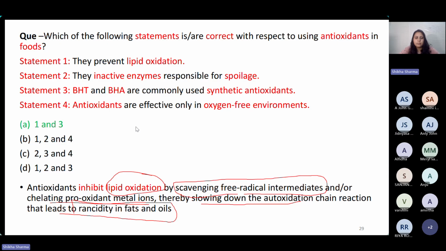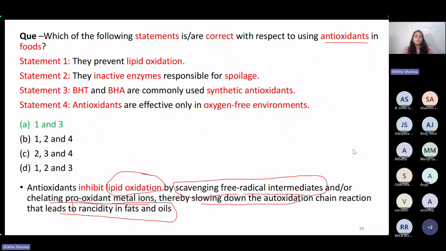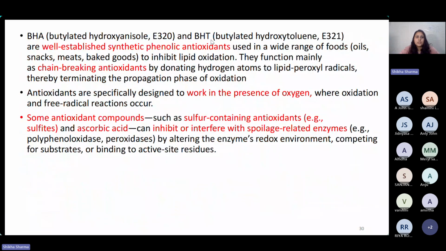In the last class we also discussed that antioxidants scavenge free radicals from the lipids or fats, and they reduce the rancidity problem. So statement 1 is correct. Then BHA and BHT: BHA is E320 and BHT is E321, so they are permitted additives to be used in food.